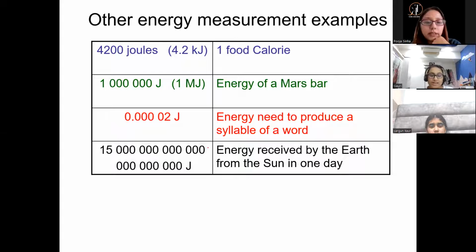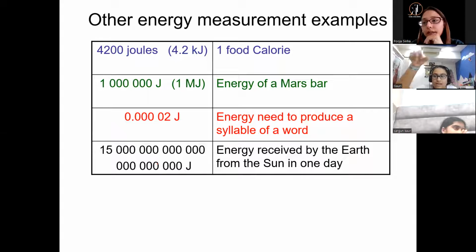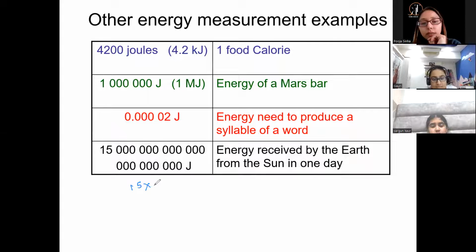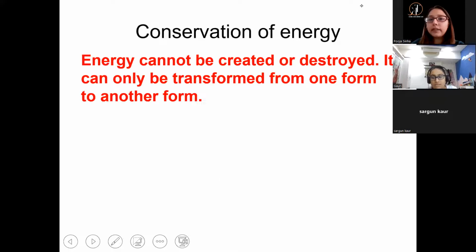How many zeros? Tell me, count with me. 3 into 7. So how many zeros? 21 zeros. I counted it in batches of 3, so 3 sevens are 21. So it's 15 into 10 raised to power 21 joules of energy received by Earth from the sun in a day. So you can get a kind of understanding of what a joule is, right?